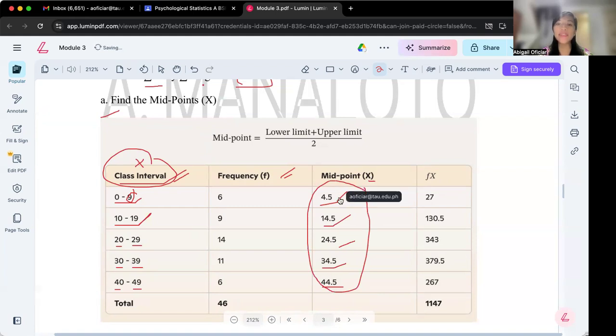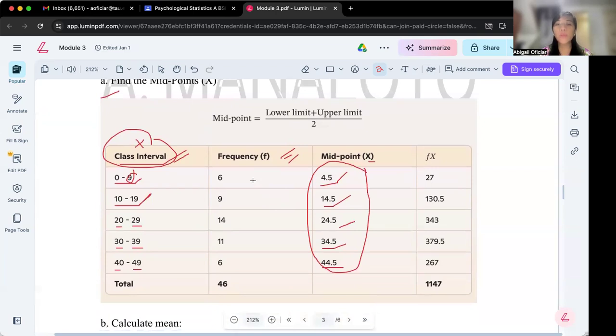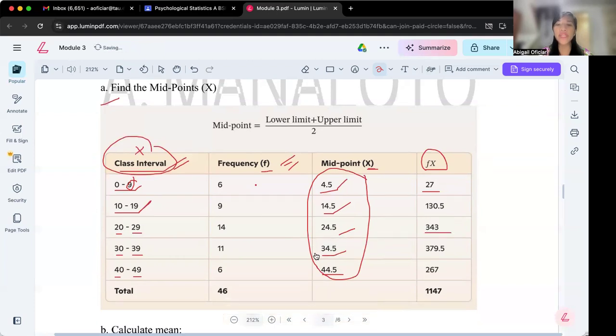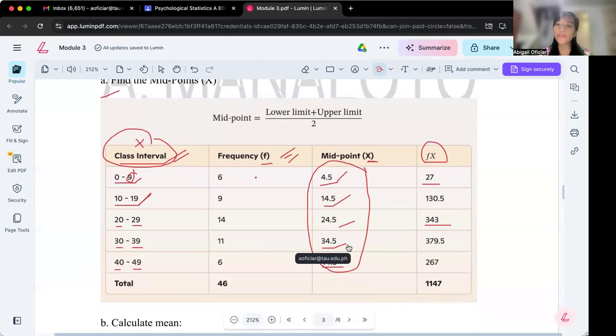Once we have this, and the frequency is already here, we can simply multiply f and x to get fx. So 6 times 4.5, that's 27. 9 times 14.5, that's 130.5. 14 times 24.5, that's 343. 11 times 34.5, that's 379.5. Then 6 times 44.5, that's 267.